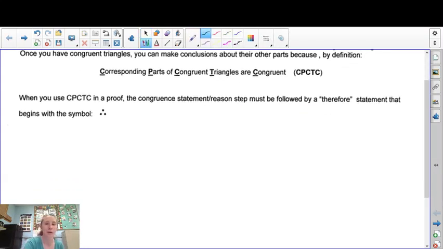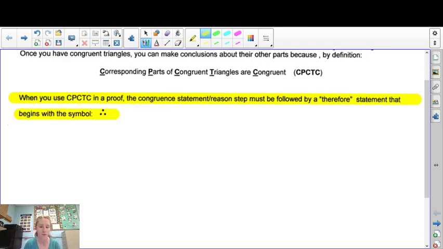This is a big thing to point out here, so let's get our highlighter. When you use CPCTC in a proof, the congruent statement or reason step must be followed by a therefore statement that begins with a triangle symbol. So, for example, in our last step, typically we say the triangles are congruent. Well, I'm trying to say that the sides are congruent based on stating the triangles are congruent. So I already say, hey, by the way, since I've already proved it, these then also are congruent. So we'll be using that symbol a lot.